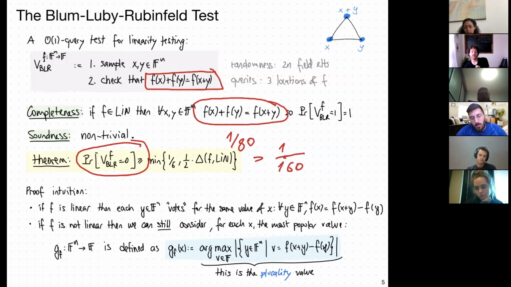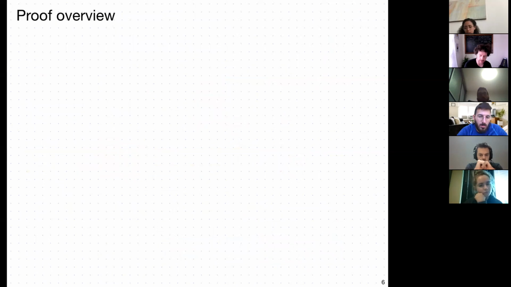And now you might ask which linear function we need to check. A good idea would be to take the function that we get by correcting our function, by making our function linear, using this plurality vote. That's a really nice idea. And when I'm saying it at this resolution, it might be a little bit vague. So we'll have another round of proof intuition or proof overview, which will hopefully make it extremely concrete what we're trying to do. So let's dive right into it.